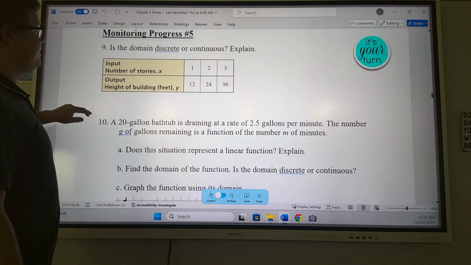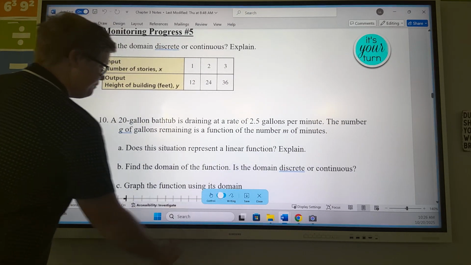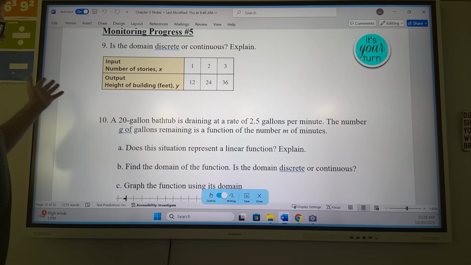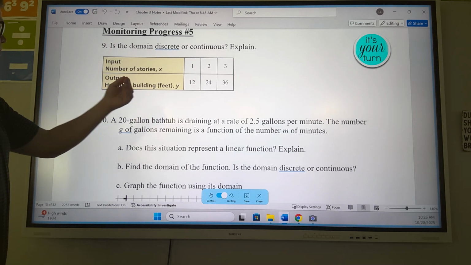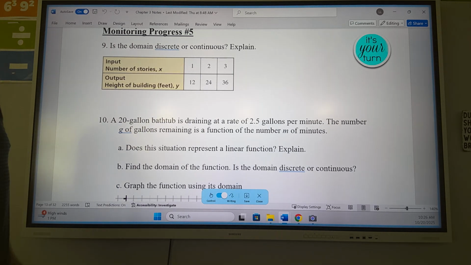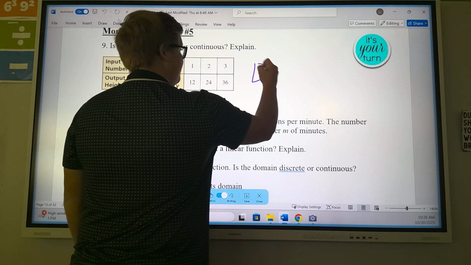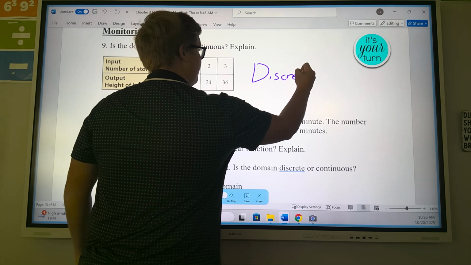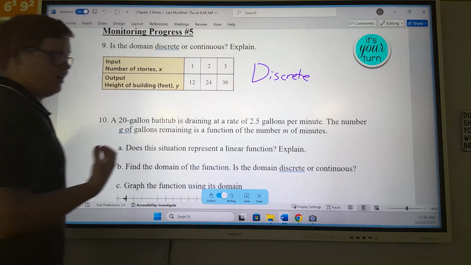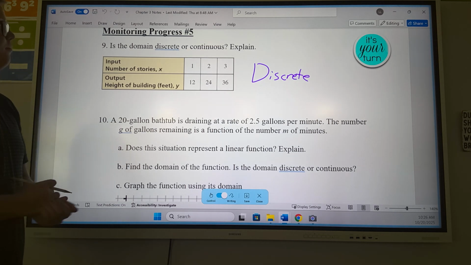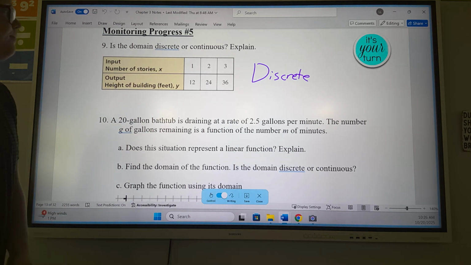So monitoring progress. We'll go over this one. So this is kind of up in the air. I'm not going to put one like this on your test. But number of stories and height of a building. X is the number of stories. That's going to be our domain. Is it discrete or continuous? I'm going to say it's discrete, because technically you're not supposed to build half a story. I know some buildings do have half a story, but we're going to leave it at that. Okay.